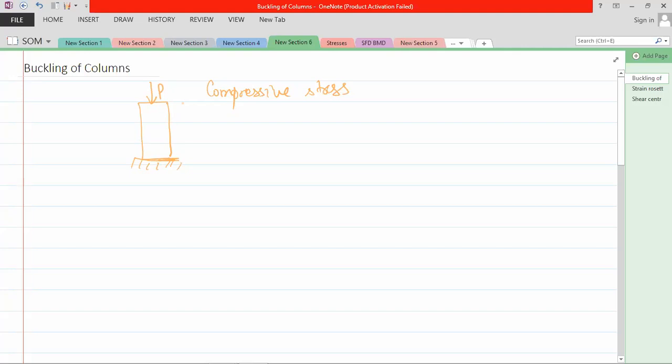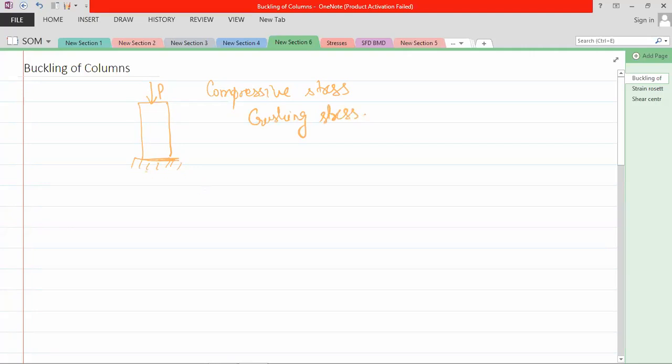You can take the duster and chalk. Take the chalk, put it in between your fingers, and apply a force. You can easily crush the chalk. That is the crushing stress. So crushing stress will crush the body.